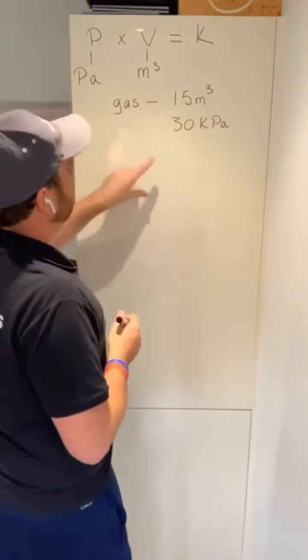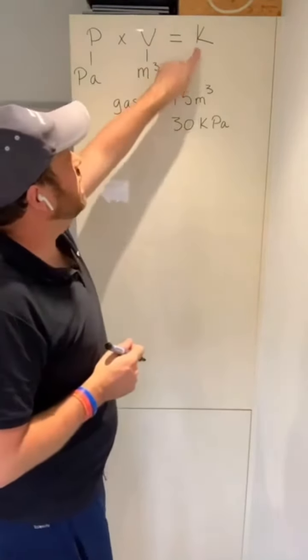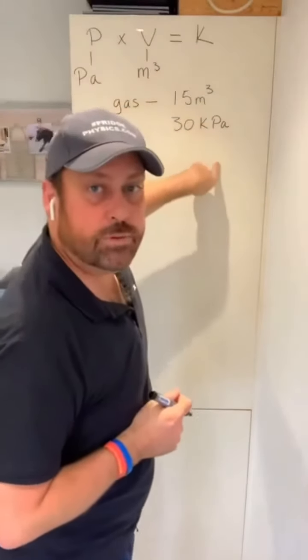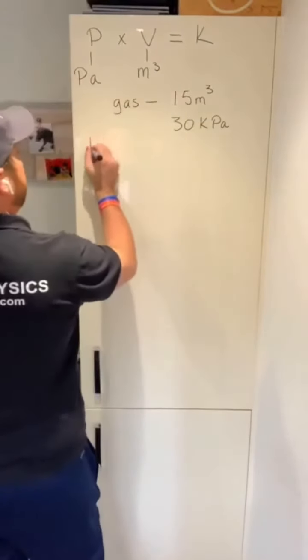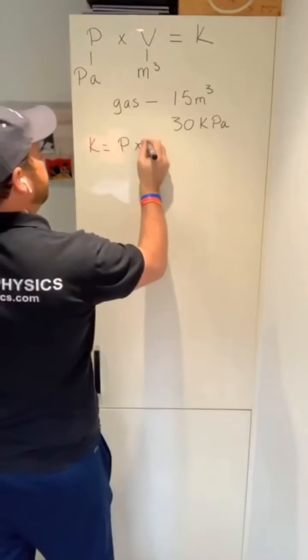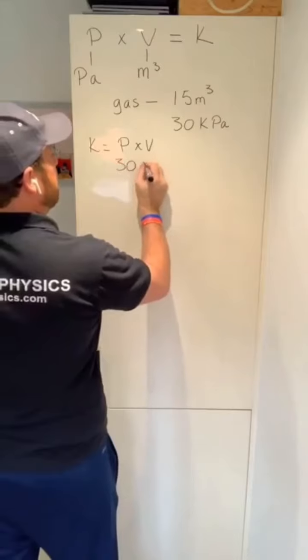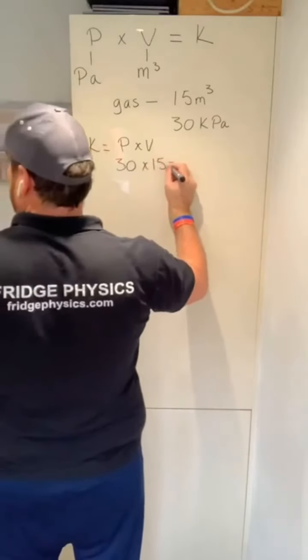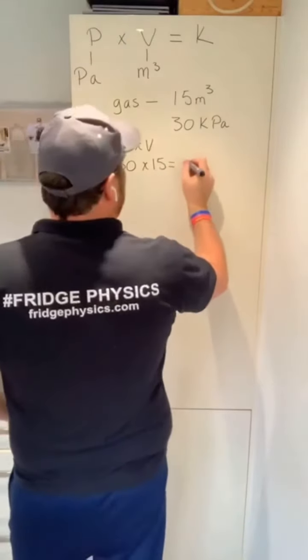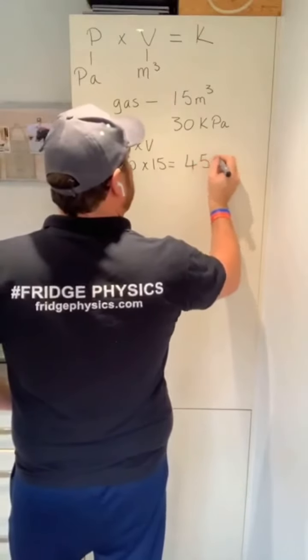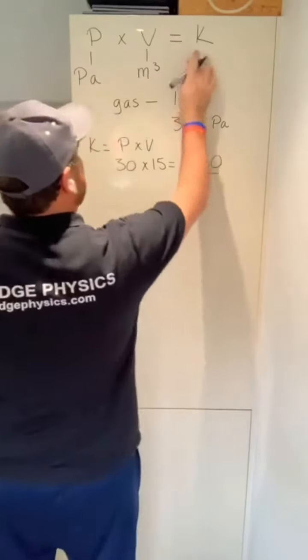So the first thing I'm going to do is work out what K is, what the constant is for this setup. So K is going to be P times by V. So P is 30 times by 15, which equals 450. So this is our constant K.